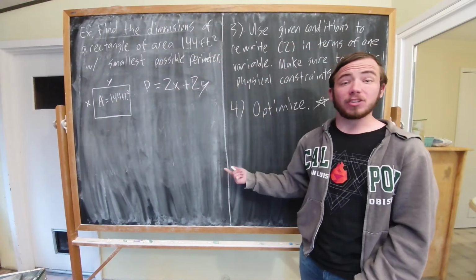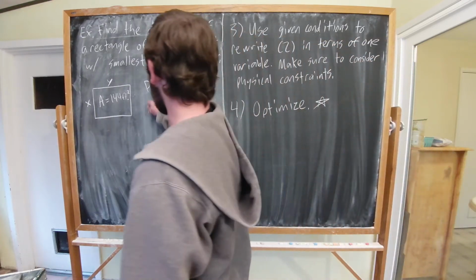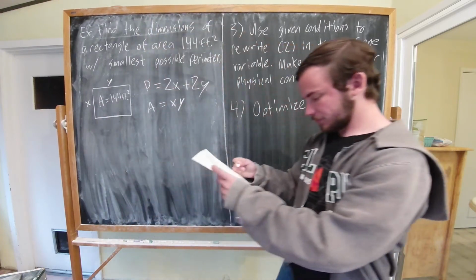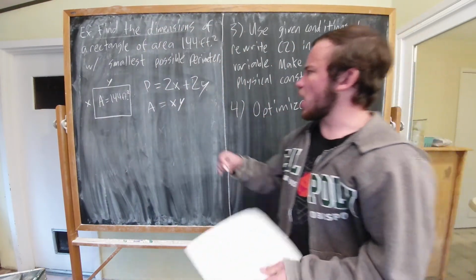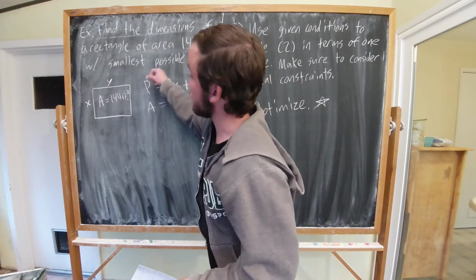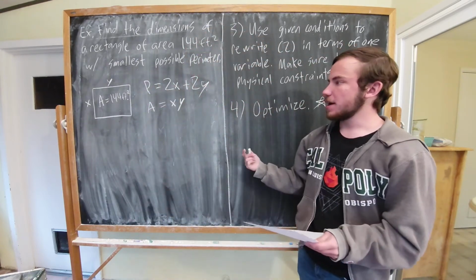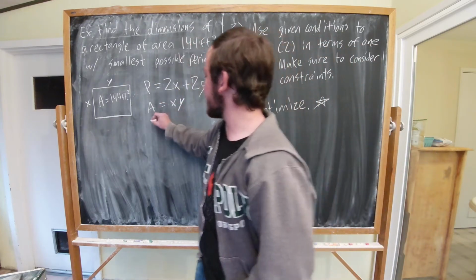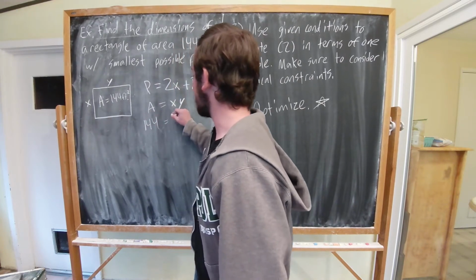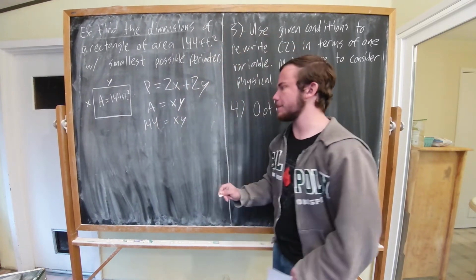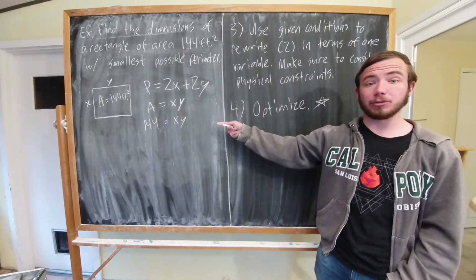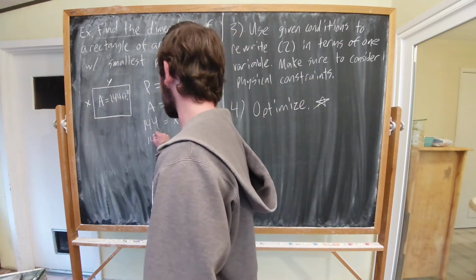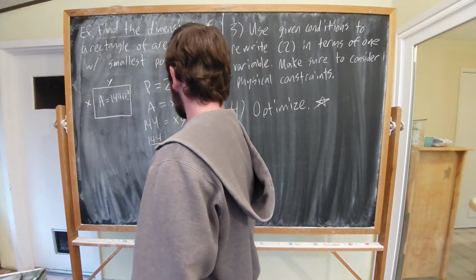Now let's get the area in terms of our variables. The area will be equal to x times y. We're trying to minimize perimeter, and we can use this relationship to do it. Our given constraint is that the area is 144 feet squared. We'll drop the units as we work through the problem. So we know that 144 is equal to x times y. Solving for y in terms of x, we get 144 over x is equal to y.